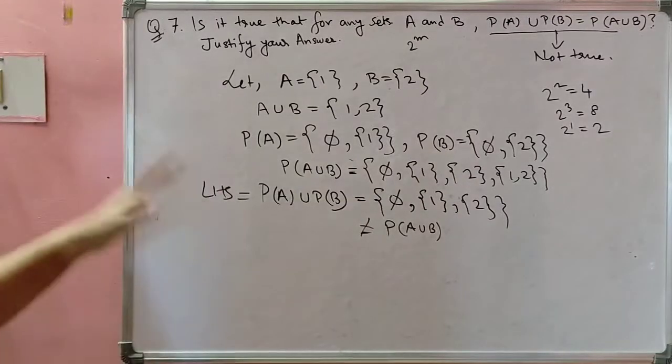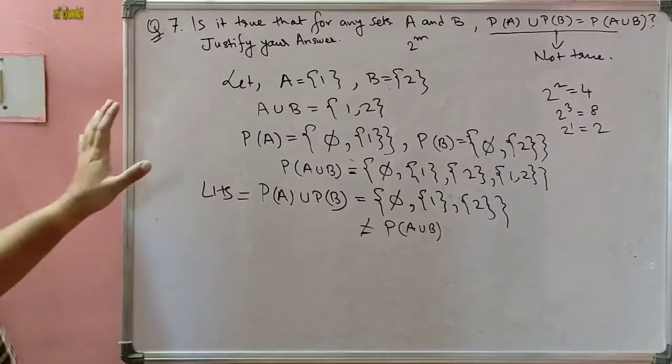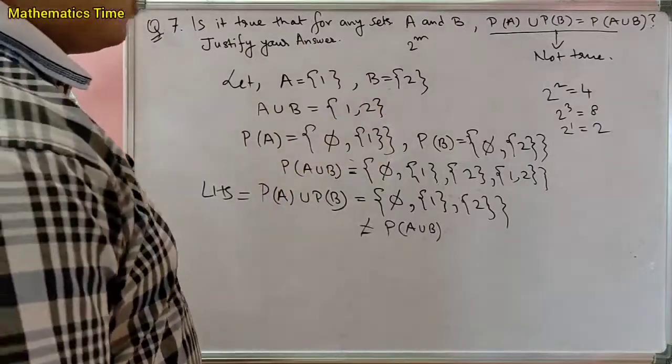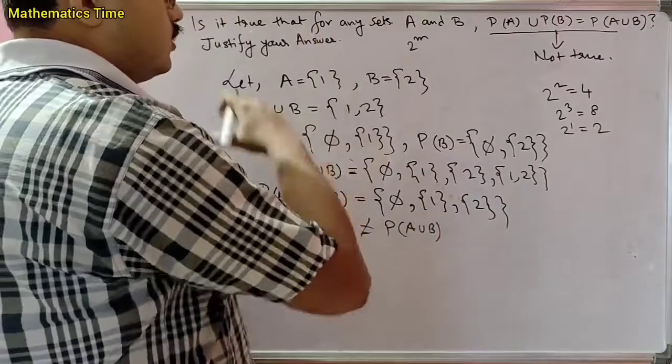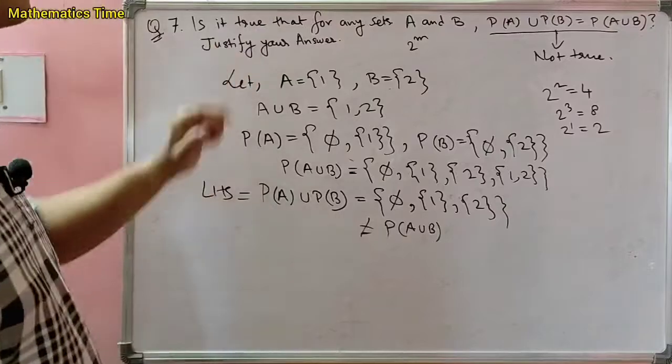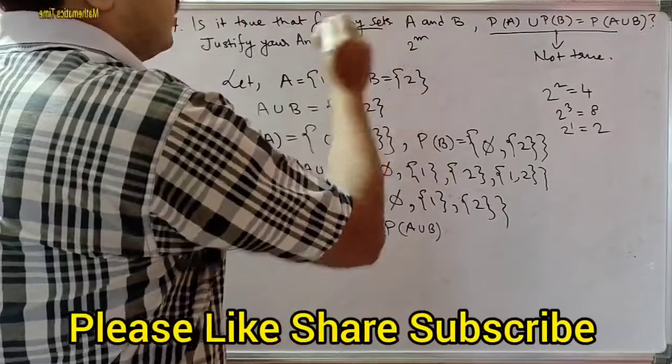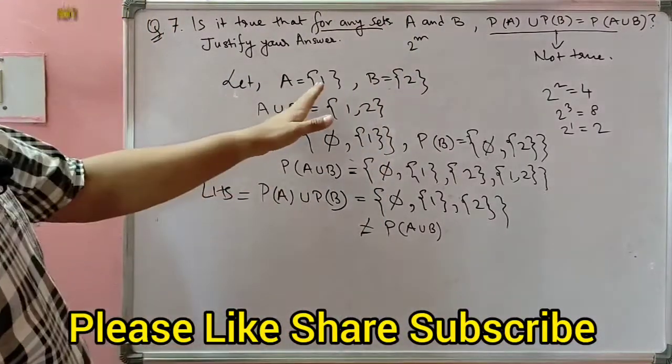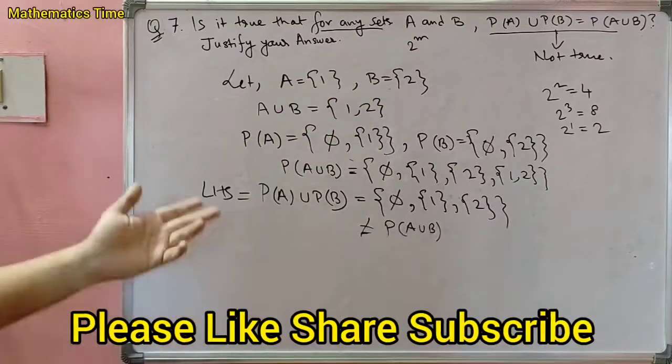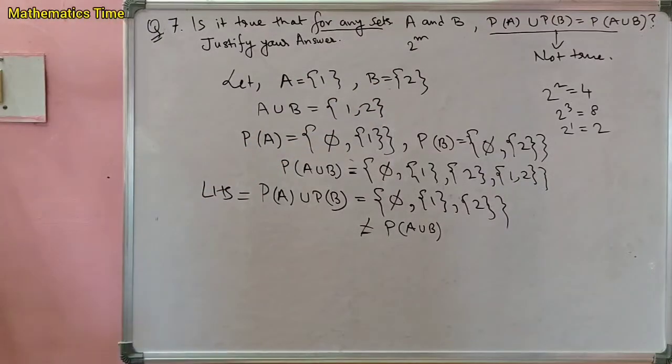This is an example to show that it's not true. If for any example it's not true, then the statement is wholly not true, because in the statement it's written for any sets A and B, and A and B are two arbitrary sets we have chosen. So if for one example it is not true, then as a whole the statement is not true.